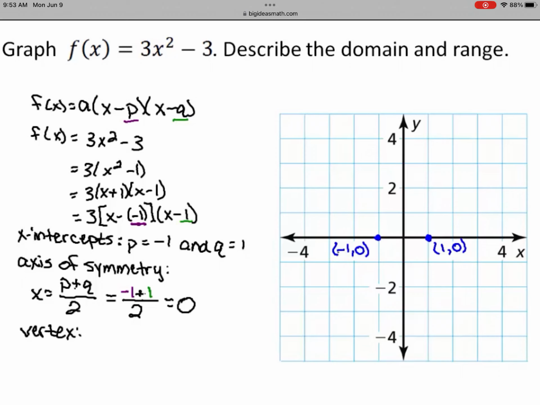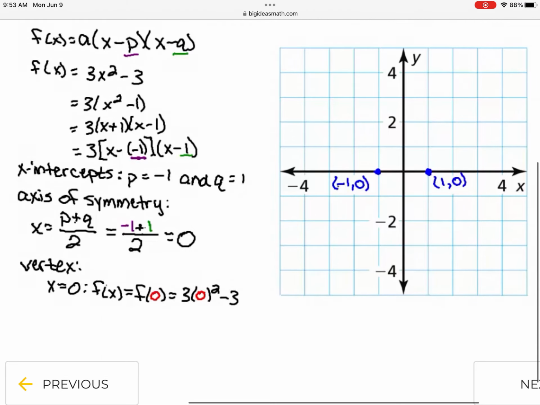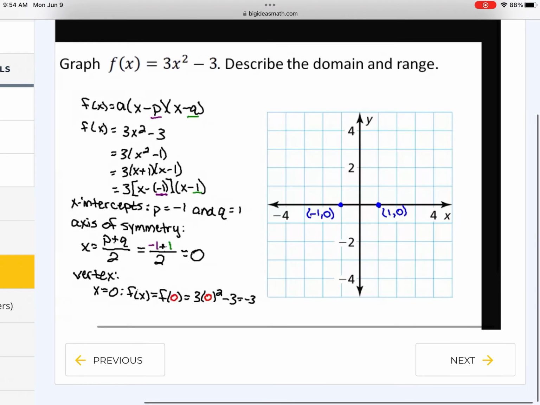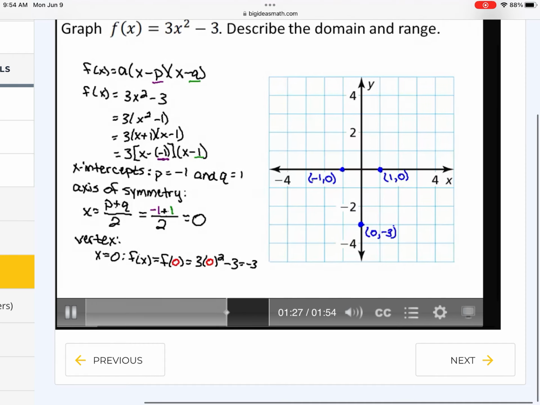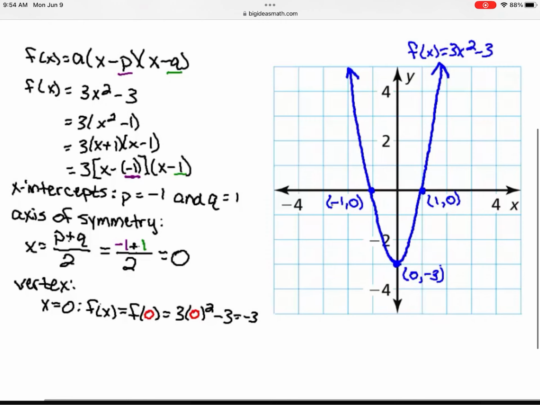The x-coordinate of the vertex is 0. To find the y-coordinate of the vertex, substitute 0 for x in f of x and simplify. f of 0 equals 3 times 0 squared minus 3, which simplifies to negative 3. So the vertex is 0, negative 3. Now draw a parabola through the vertex and the points where the x-intercepts occur.